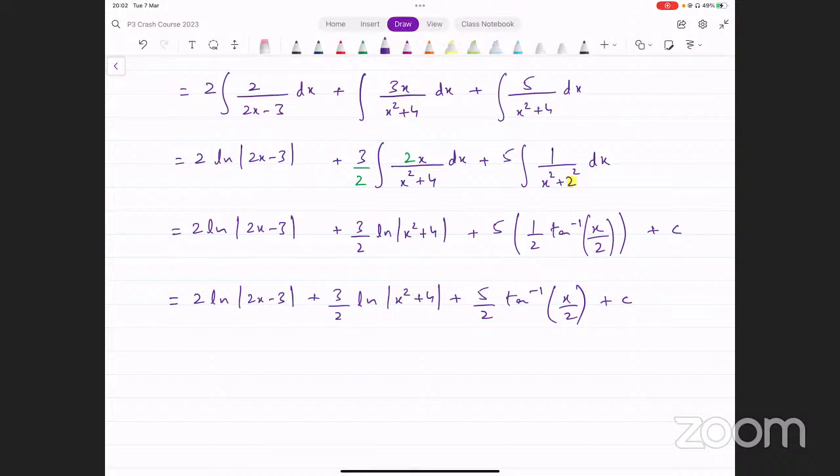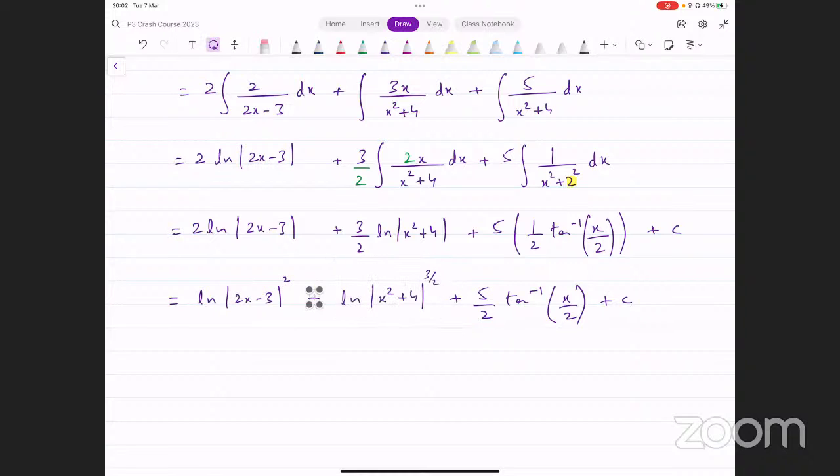What you can do is take this 2 to the power, so it becomes 2x minus 3 whole squared, like this. Let's take this 3 over 2 to the power as well. This goes here, using the power law of logs, right? So ln of x squared plus 4 whole raised to the power 3 over 2.